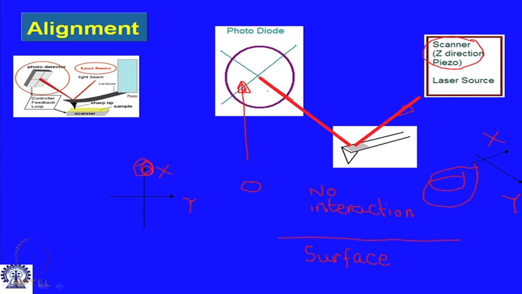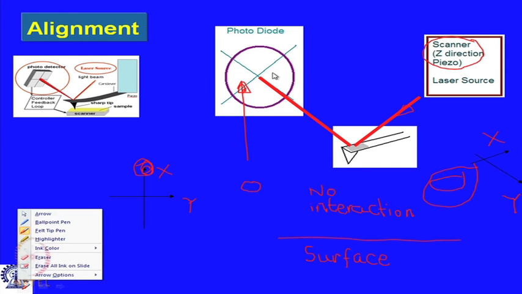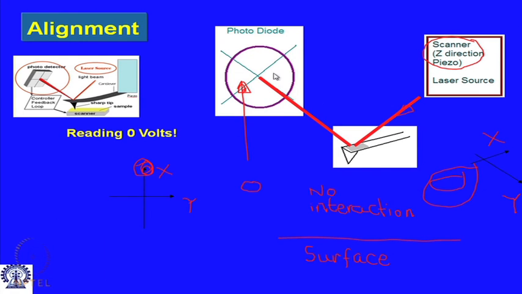The laser light starts reflecting, and then you bring in your photodiode in such a fashion that the reflected laser light falls at the center of the photodiode. So the reading is essentially 0 millivolt. This is a perfectly aligned atomic force microscope, and what you need to understand is that the process of alignment is performed far away from the surface. So still there is no interaction.